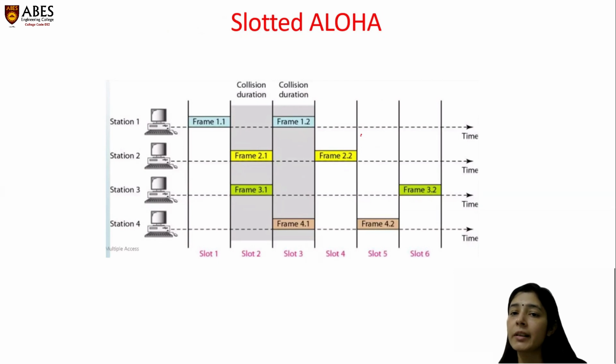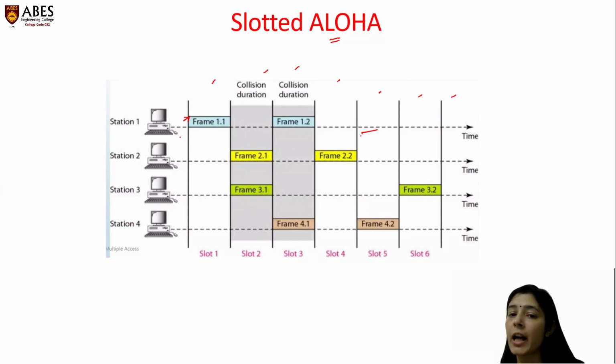Now we will discuss slotted Aloha as the multiple access protocol. The concept behind the slotted Aloha protocol is that the time is divided into time slots. Whenever the station has data to send, the station will send the data at the beginning of the time slot only. If the station misses this moment, then the station will wait for the beginning of the next time slot, and then in the next time slot only will the station send the frame. So this is the basic concept behind the slotted Aloha protocol.